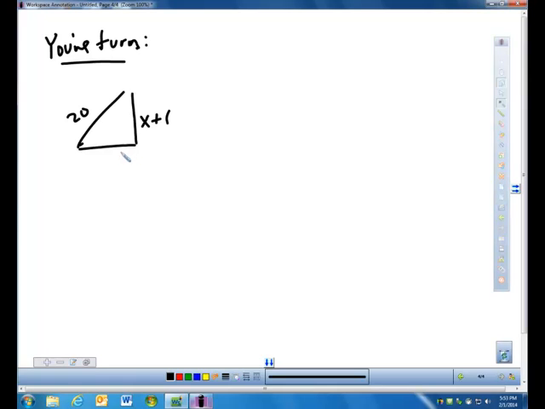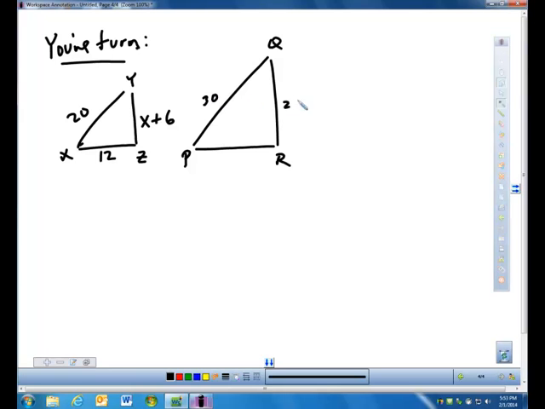So we've got 20, x plus 6, and 12, and that's for triangle XYZ. Don't confuse the letter x on the angle with the x variable. And then on triangle PQR, we've got lengths 30, 21, and 3x minus 6. Right? So just like before, solve for x so that the triangles are similar by side. Okay? Once you have that written down, push pause, and I'll see you in a few moments.